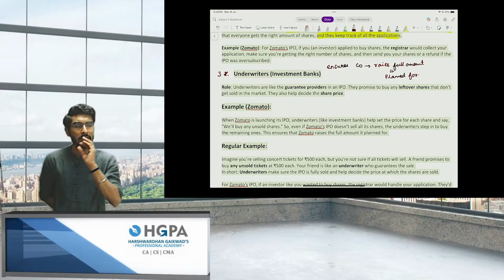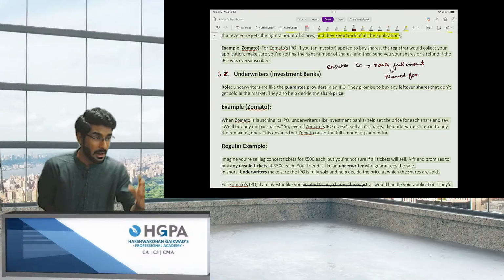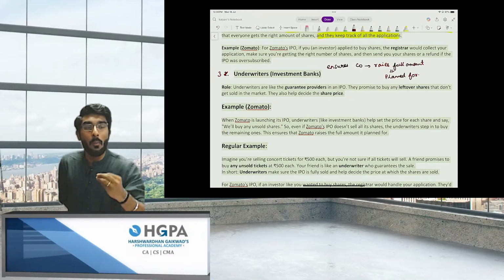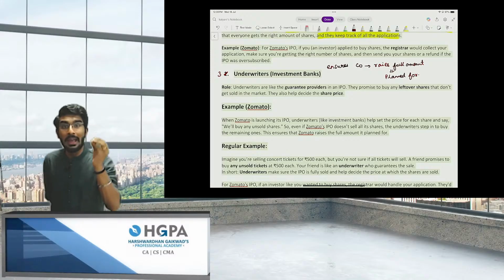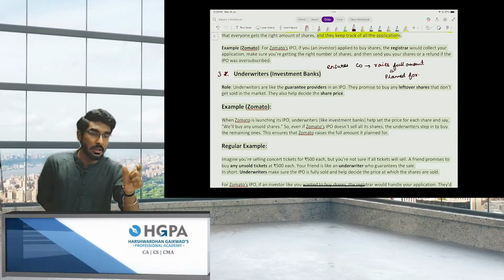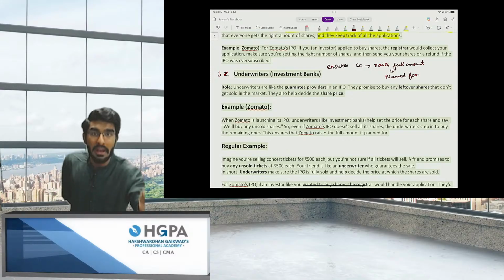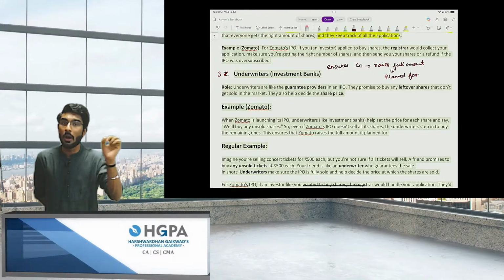Now the important question is, why would any underwriter purchase the leftover shares? What is he getting in return, people? He is getting a commission based on how many number of shares he is purchasing at what price.